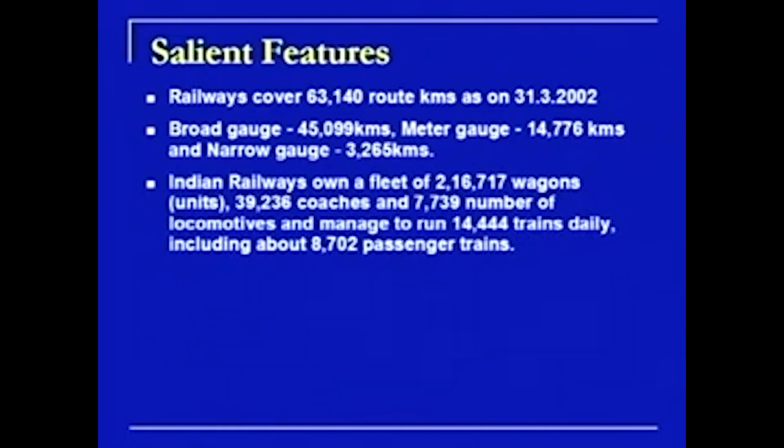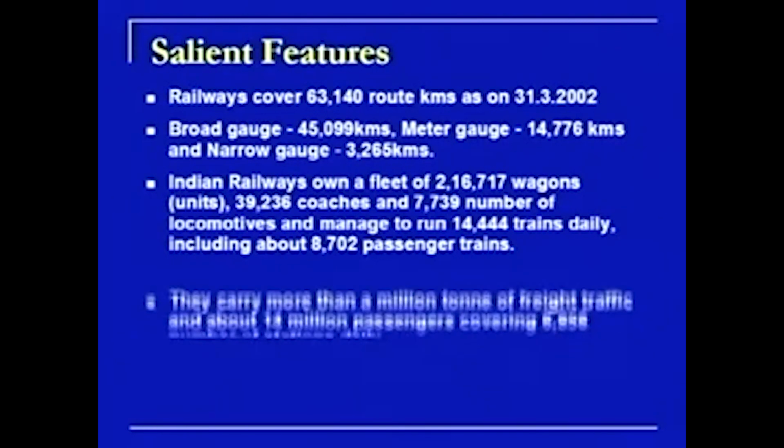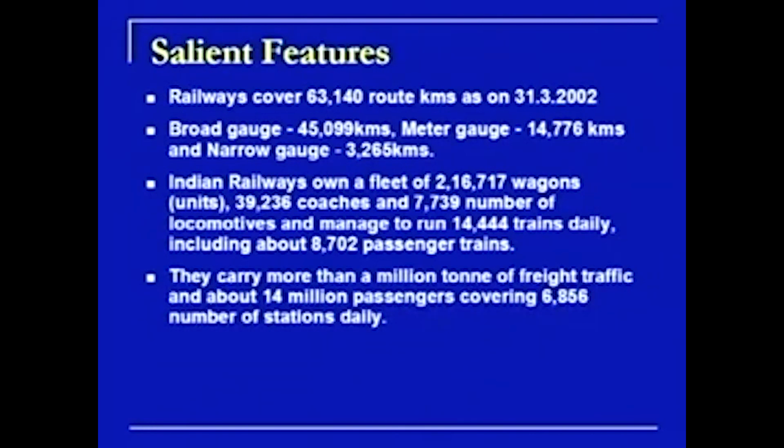Indian Railways today owns a fleet of wagons, coaches and locomotives, and manages to run 14,444 trains daily, and this is increasing every year. And we have 8,702 passenger trains. They carry more than 1 million tons of freight traffic and 14 million passengers, covering 6,856 stations daily.